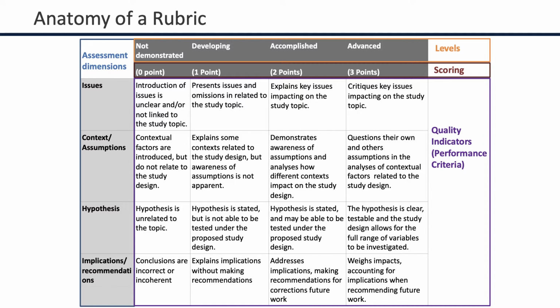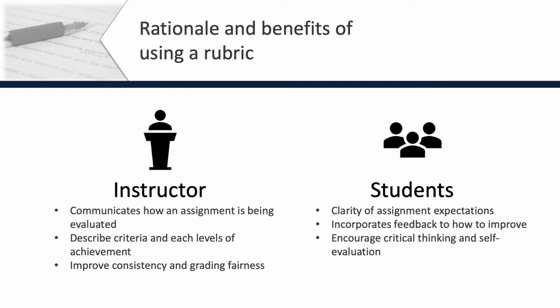What's important to note when you're looking at the quality indicators or performance criteria is how the language of each of these descriptions changes at the different levels of achievement. So for example, if we look at the assessment dimension of issues, we can notice how students who are in the developing category are only presenting issues, whereas students who are in the accomplished and advanced levels are explaining and critiquing issues. As we will see in a few slides when we talk about grading, understanding the differences and descriptions of each of these levels of achievement will be important when it comes to grading assignments and providing feedback to students on their work. So why are rubrics beneficial?